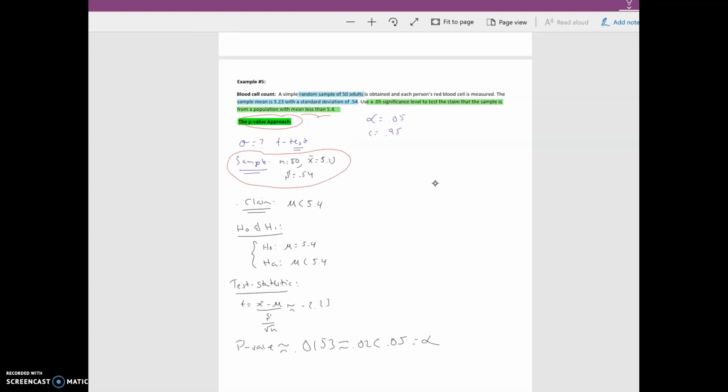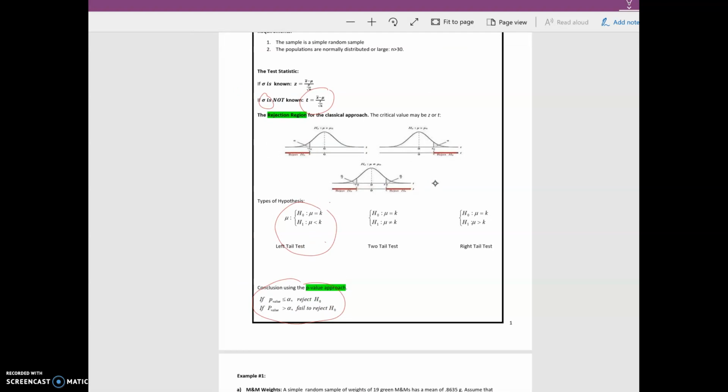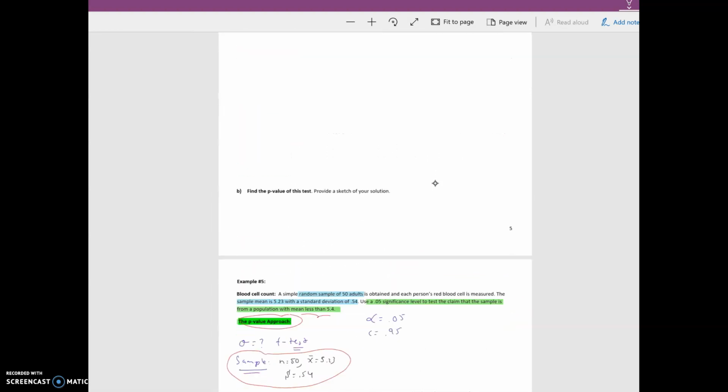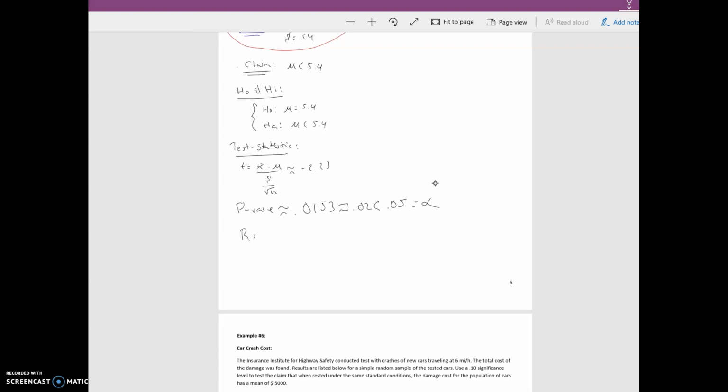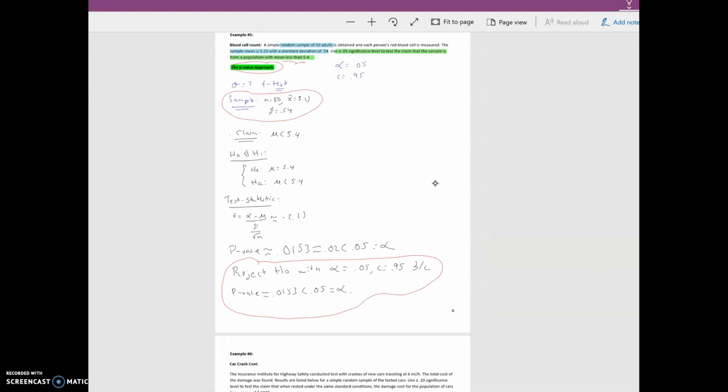So for our main conclusion, I'm going to go back to the original. Since you're looking at the scenario where the p-value is less than or equal to alpha, you automatically reject H0, and then you write it up in the following format. You would simply say, reject H0 with alpha equal to 0.05, C equal to 0.95, because the p-value of the test is approximately 0.0153, which is less than 0.05, which is equal to alpha. This is the minimum that you're rewriting. You're always stating if you reject or fail to reject, and then why this conclusion is being made.